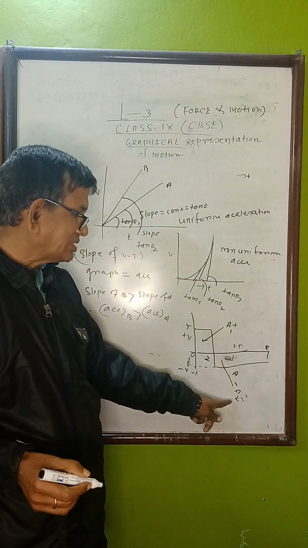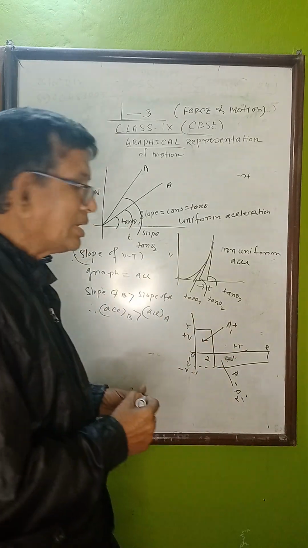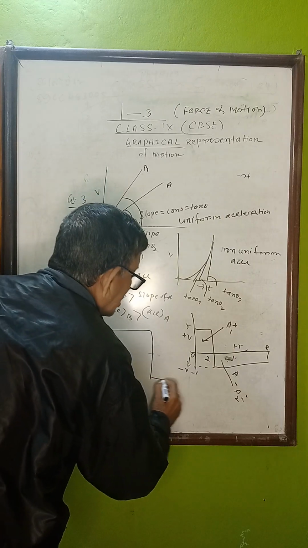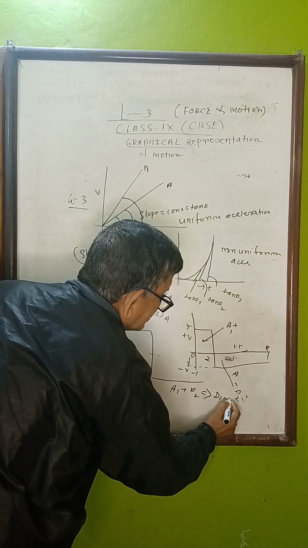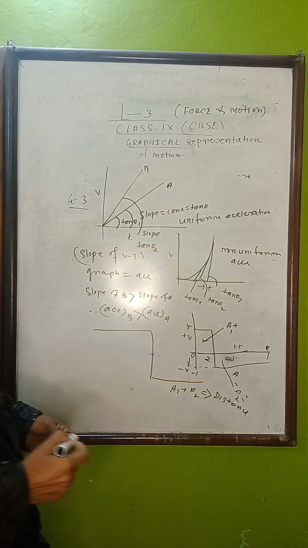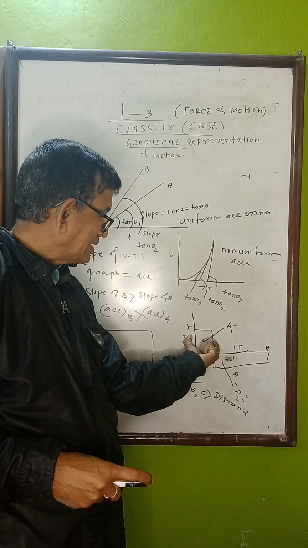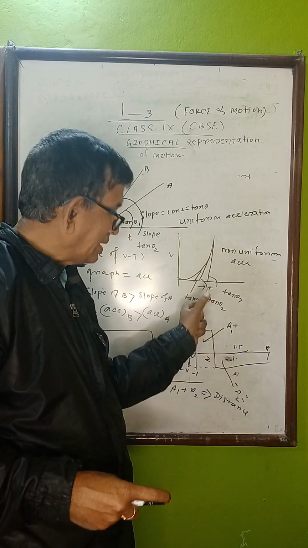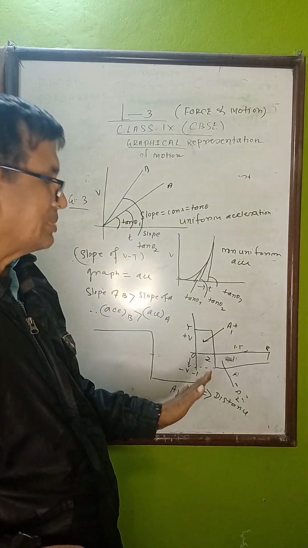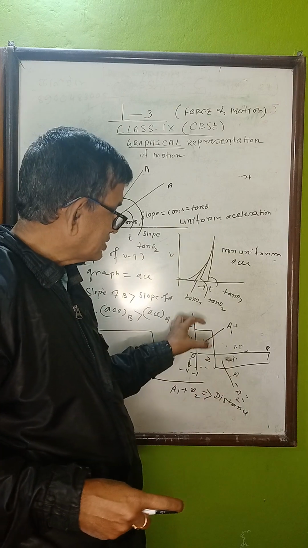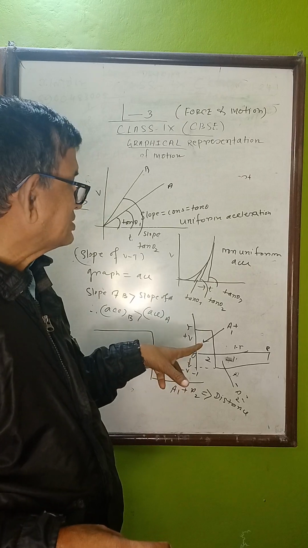That means this area minus this area gives the displacement. But if you don't consider the sign, and only calculate A1 plus A2, it will give you distance. Again I am telling you, from the VT graph, positive area minus negative area, the net area, gives displacement. If the net area equals 0, then the net displacement is 0. But if we consider only area, then it is distance.